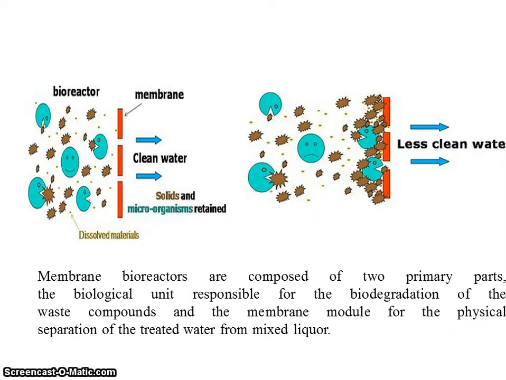So what happens in MBR is the question. Once again I'll tell you, membrane bioreactors are composed of two primary parts. One is the biological unit that is responsible for the biodegradation of the waste compounds, and the other is the membrane module which separates the treated water from the mixed liquor.